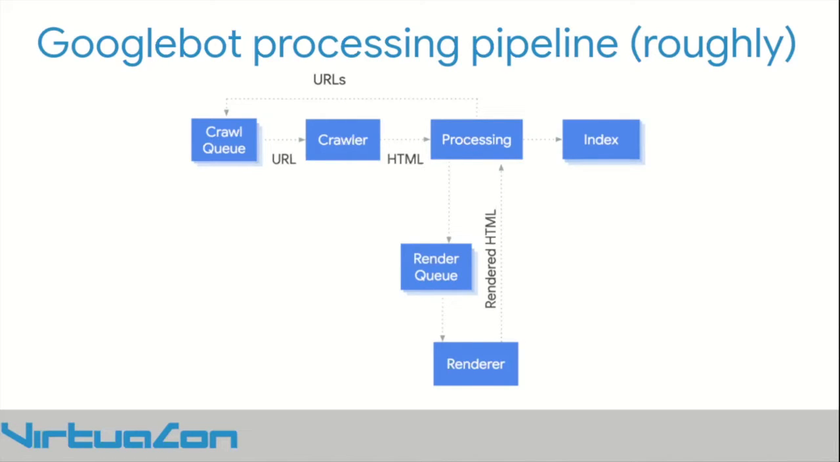What does that processing mean? Processing isn't really a step in the actual Googlebot pipeline. It is really just a simplification of a bunch of stuff that happens. For instance, we are looking for links in the HTML to put these linked URLs into the crawler queue so that the crawler can fetch them in the future. We also look into things like the canonical.